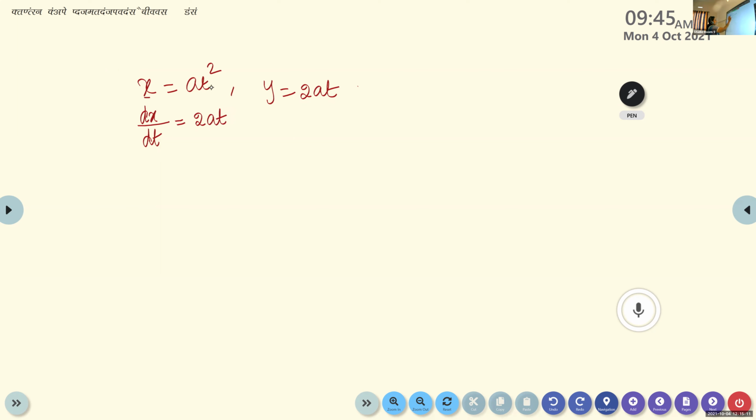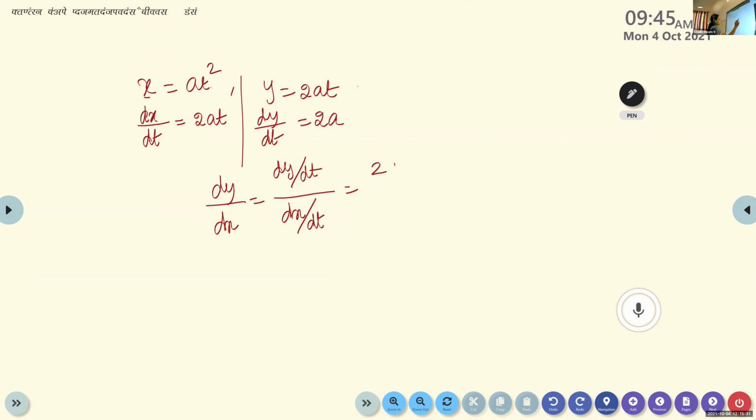x is a function of t, so you have to calculate dx by dt. Similarly, y is a function of t, so you have to calculate dy by dt. It is 2a. Our aim is to find dy by dx. What is dy by dx? dy by dt by dx by dt, which is 2a by 2at. On simplifying, the answer is 1 by t.